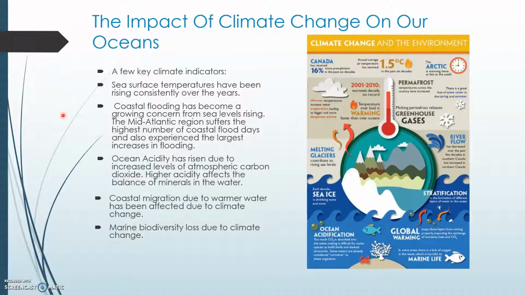The sea surface temperatures have been rising constantly over the years. Coastal flooding has become a growing concern because of sea level rising, and ocean acidity has risen due to increased levels of atmospheric carbon dioxide. Coastal migration is affected, and marine biodiversity as well.